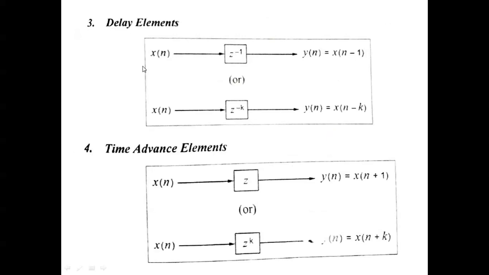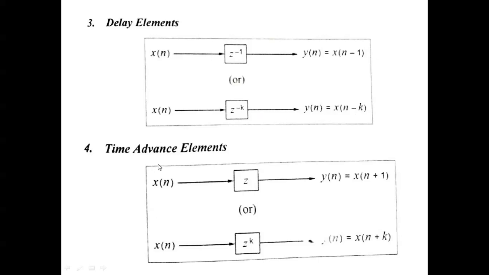Delay element. The delay element is z inverse, z to the minus 1. So y of n is equal to x of n minus 1. If the delay element is represented by z inverse, the time value is n minus 1. So for x of n delayed by k, y of n is equal to x of n minus k. Whatever the value is, you have to put it as minus k.